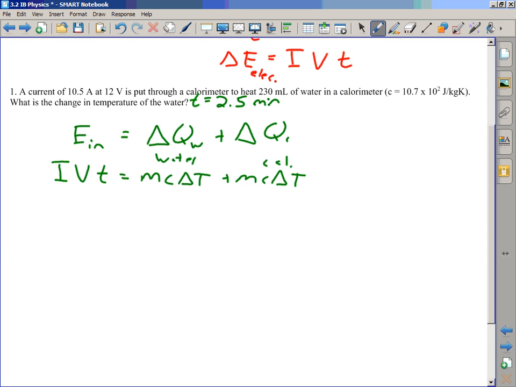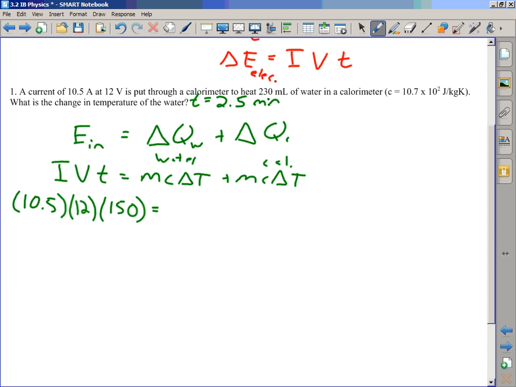I, current, 10.5 amps. V, voltage, 12 volts. T, time, 2.5 minutes. That's 150 seconds. Multiply by 60. 2 minutes is 120 seconds, right? Half a minute, 30 seconds. 150. Right, equals mass of water.